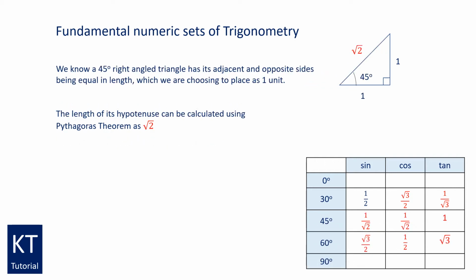Next, we know that a 45-degree right-angled triangle has its adjacent and opposite sides being equal in length, which we are choosing to place as one unit on the diagram at the top right. From this diagram, we can identify the length of its hypotenuse as root 2. From the filled up diagram, we should be able to populate the sine, cos, and tangent values for when they are 45 degrees.